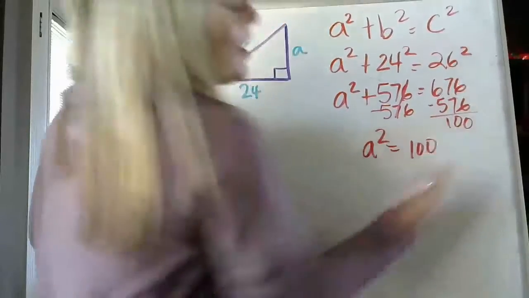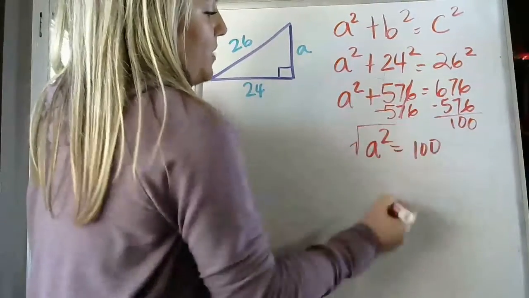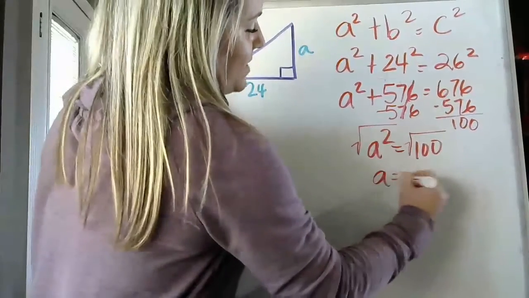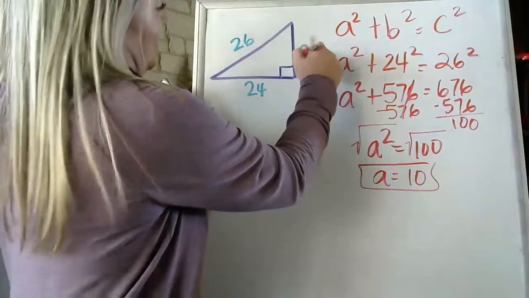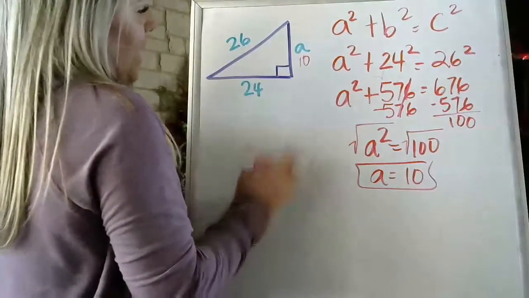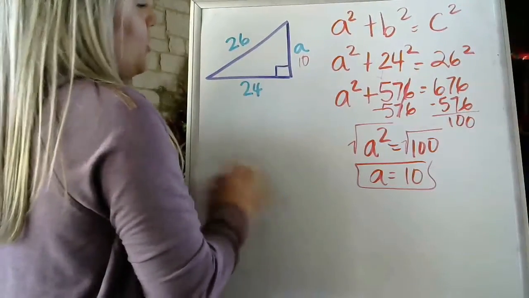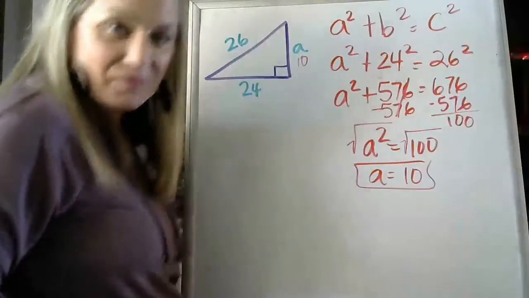Now, again, I can do this one in my head. I'm going to take the square root of this, and since I do it on the left, I have to do it on the right. So a is equal to 10. Okay? And you could also check this out to see if, well, no, you couldn't. I'm sorry. But anyway, here we go. All right, guys.